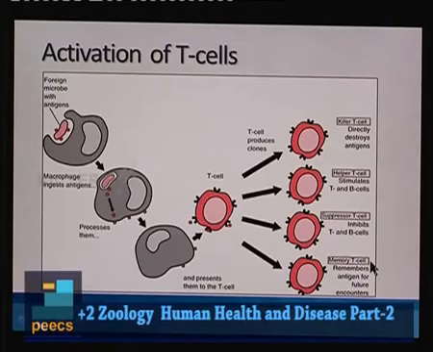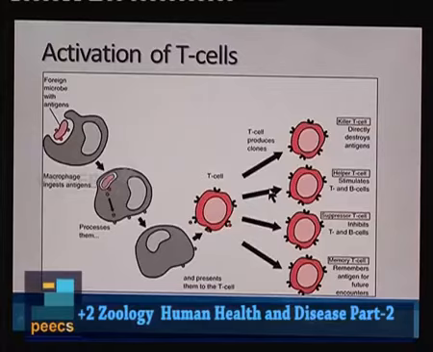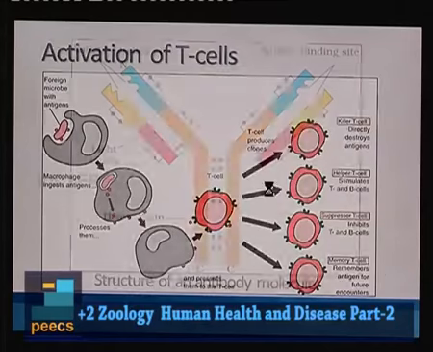Another category of T cells are called memory T cells. And what is the role of memory T cells? Memory T cells will memorize the first encounter of the antigen, and when there is a second encounter of the same antigen, they are capable of producing a secondary immune response. So, here you can see the activation of T cells.